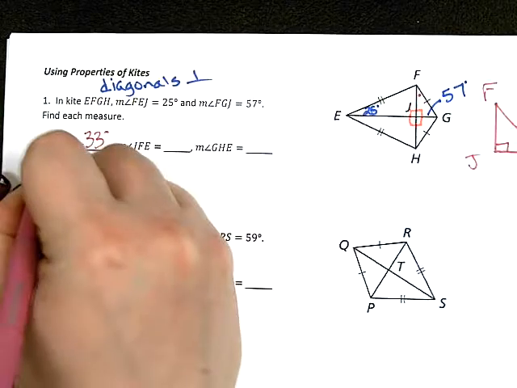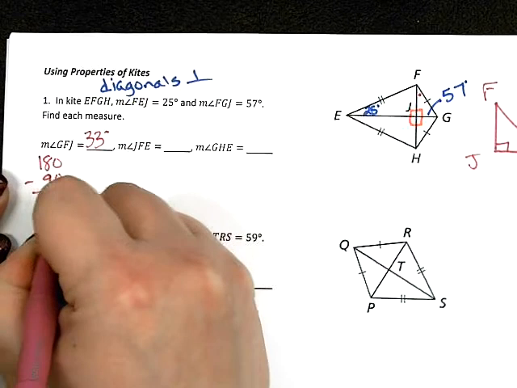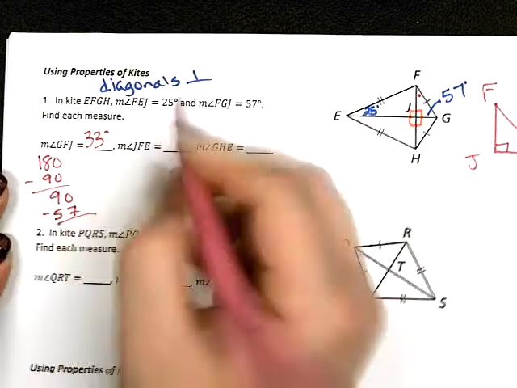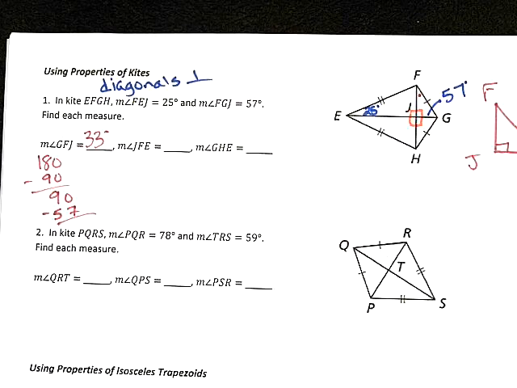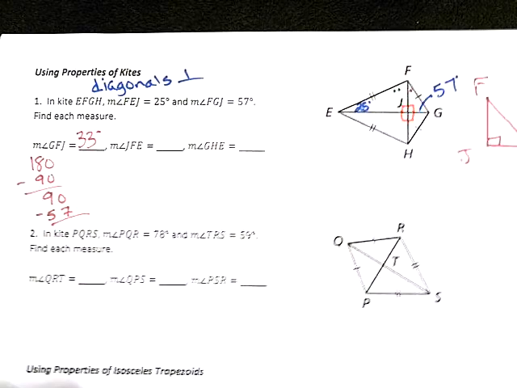I would probably just do it by doing 180 minus 90. We get 90, and then subtract that 57, and that's where we get the 33 from. Cool? Now we're looking at the measure of angle JFE. So JFE is this angle right here.